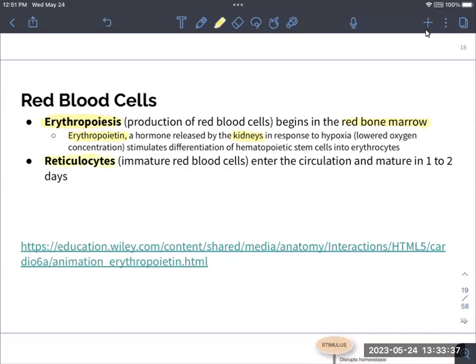Reticulocytes are those immature red blood cells. They still have that nucleus. But by the end, as those reticulocytes mature, they get rid of that nucleus. They only take 1 to 2 days to mature, so it only takes them 1 to 2 days to finish growing and get rid of that nucleus. It happens very quickly. This video link here gives you a nice animation of how all of this actually occurs.